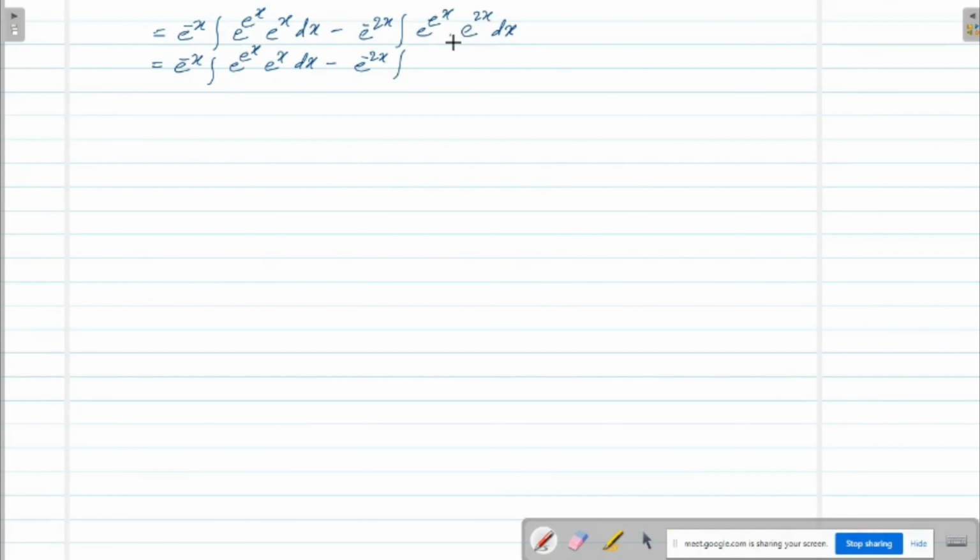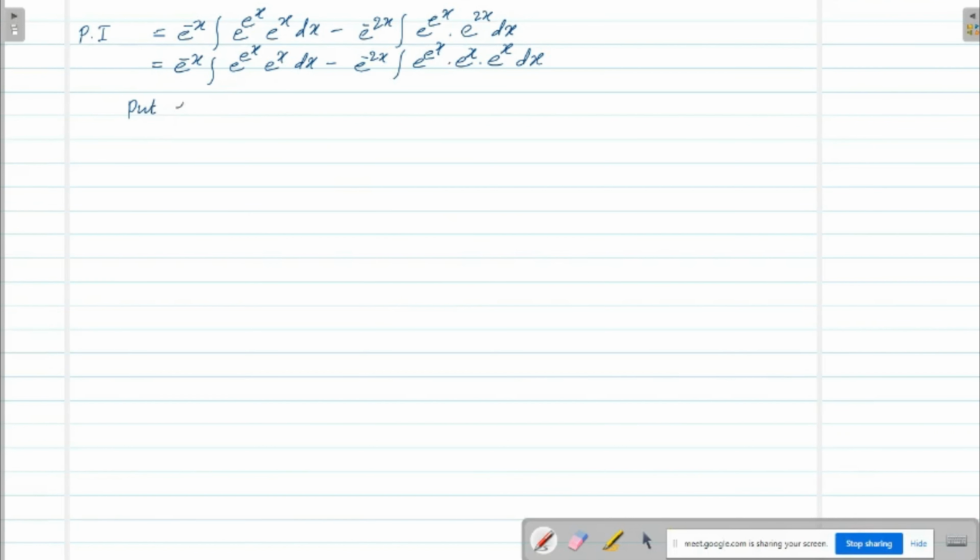Integration of e raised to x into e raised to 2x can be written as e raised to x into e raised to x dx. Okay, can be written like this. Now what I have to do? I have to integrate. So for this we put here, this is the PI.